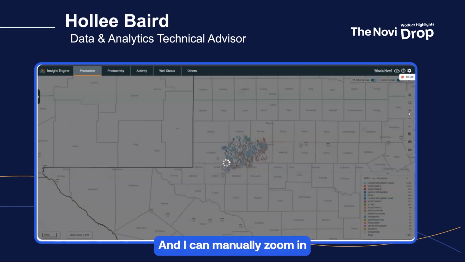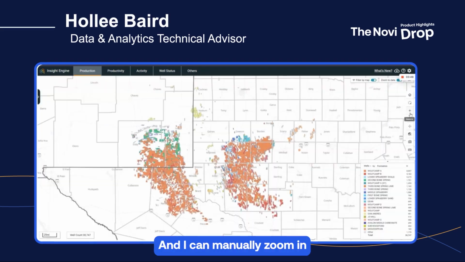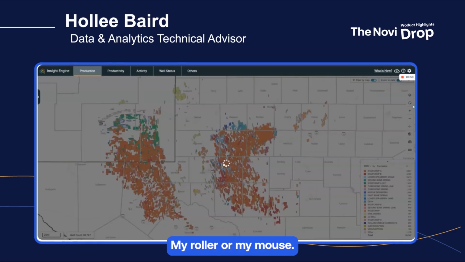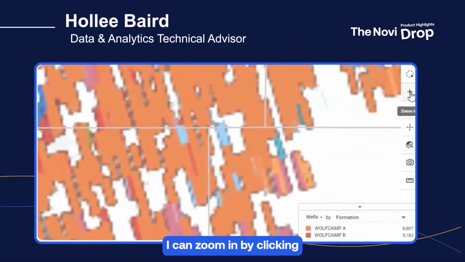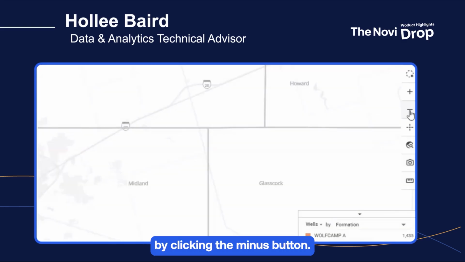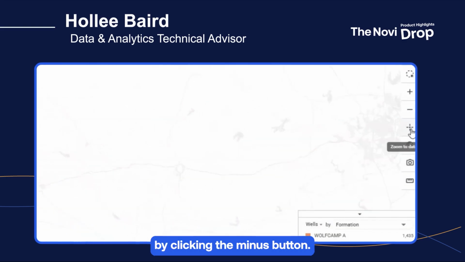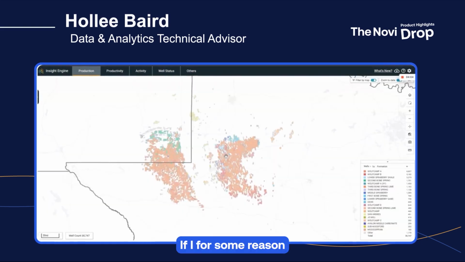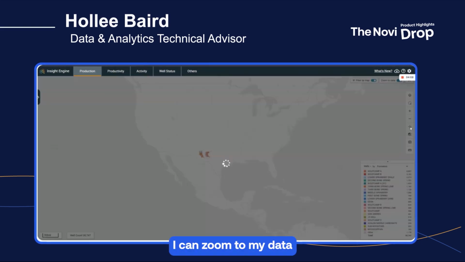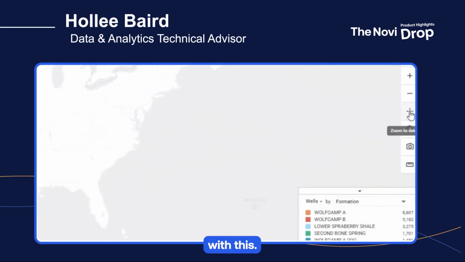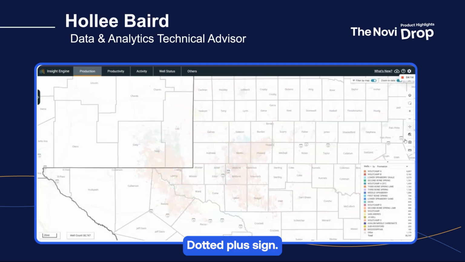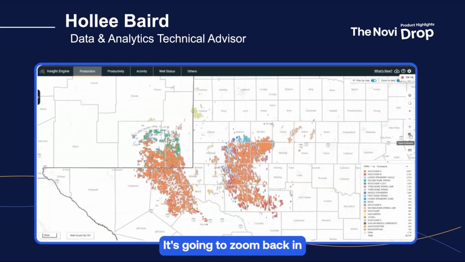Awesome. I can manually zoom in without using the roller on my mouse. I can zoom in by clicking this plus button, as well as zoom out by clicking the minus button. If I have zoomed way too far out, I can zoom to my data with this dotted plus sign. It's going to zoom back in.